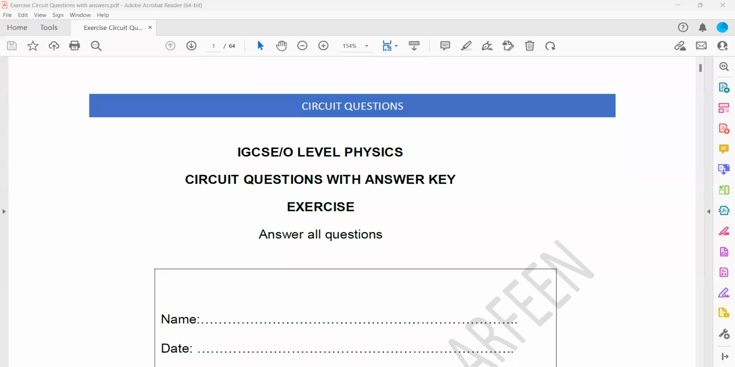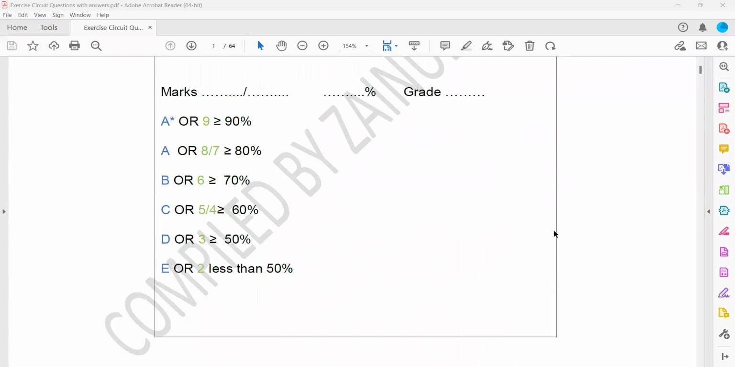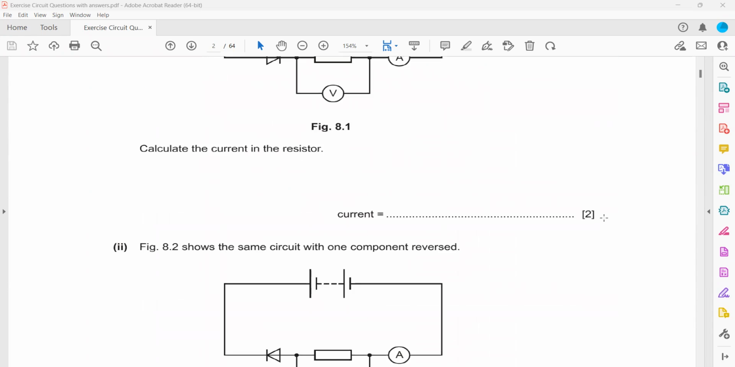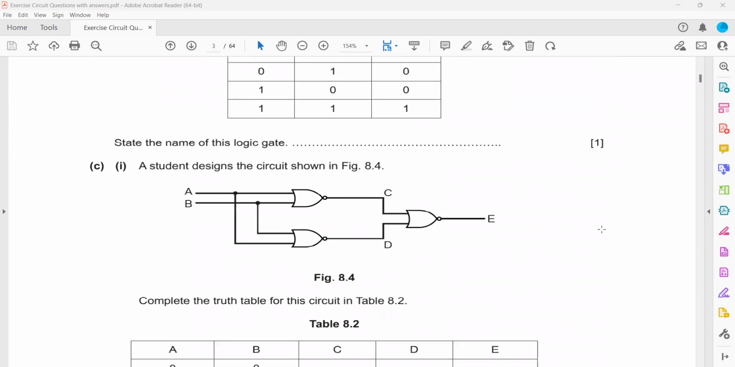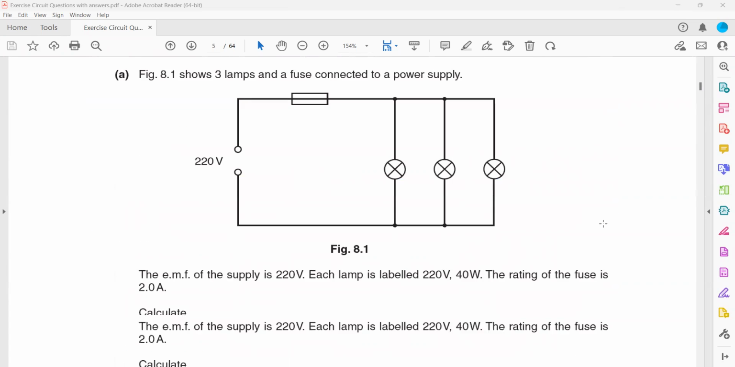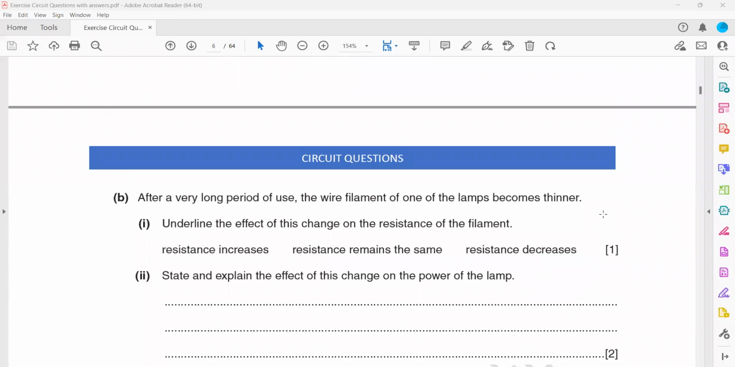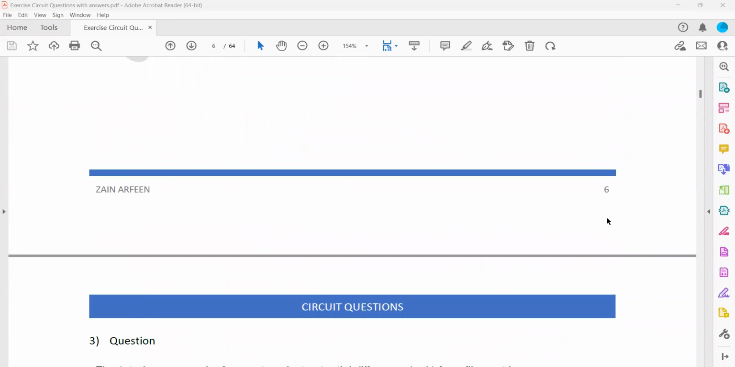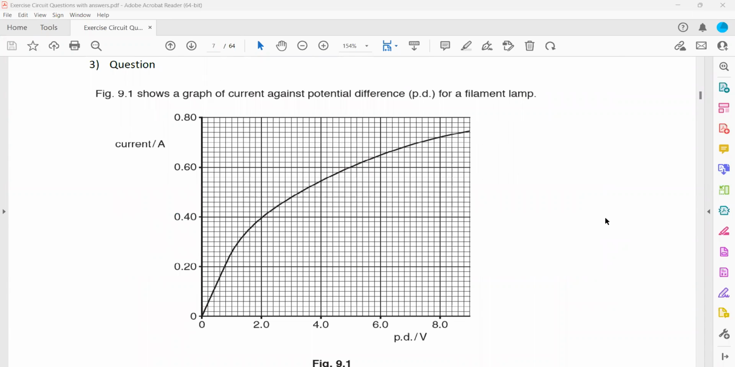Answer key. So circuit questions are there with answer key. We did question 1. The logic gates are not there anymore, they are not part of the syllabus. We did question 2 as well in the last session. So today we will do question 3. In question 3, you can see a current and voltage graph.